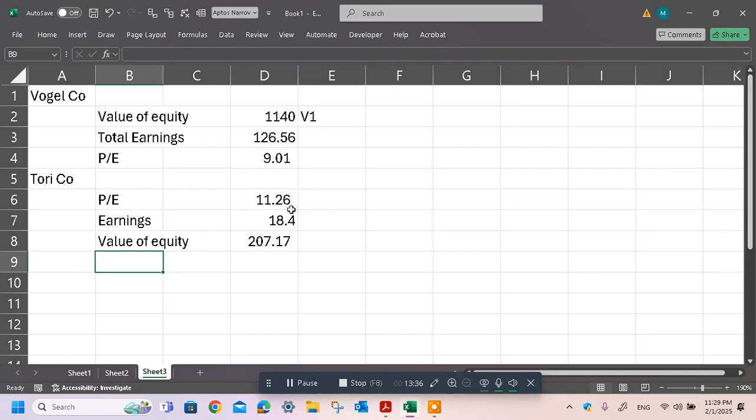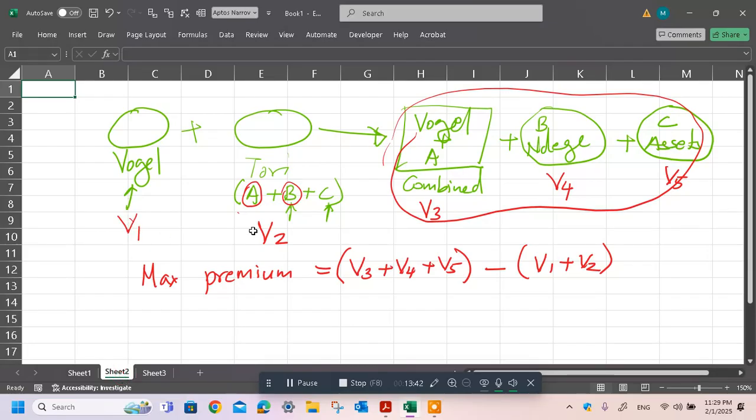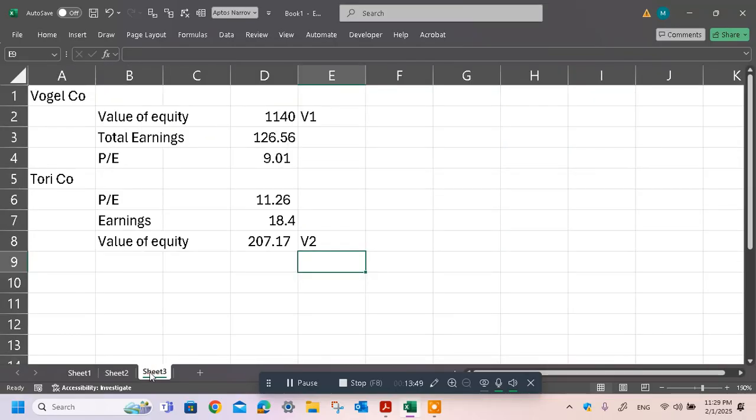Earnings multiplied by PE gives you the value of equity. This is V2. See how it simplifies the question now. V1 is done. V2 is done. Now I am going to do V3, V4, V5. This is why planning is so important when you are starting the answer.